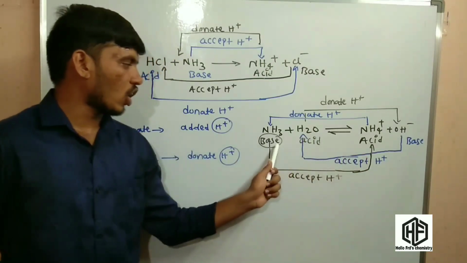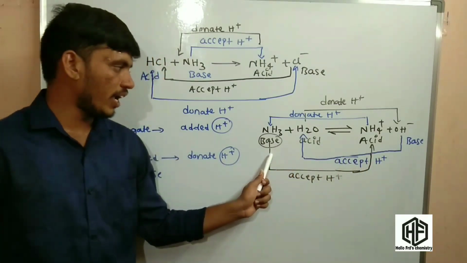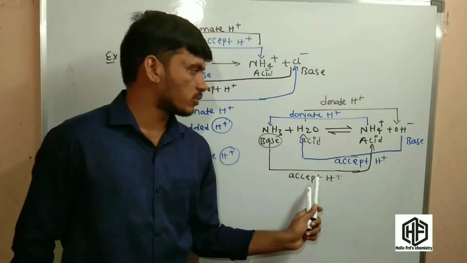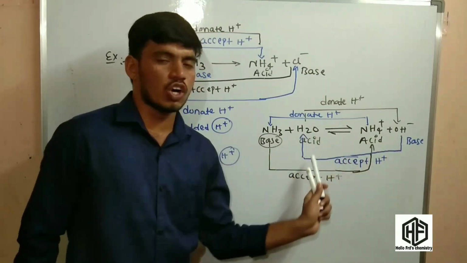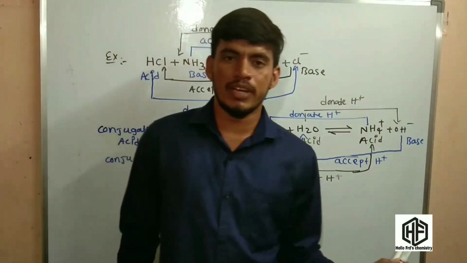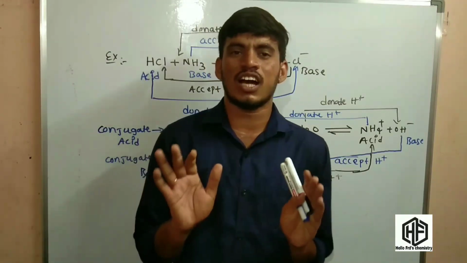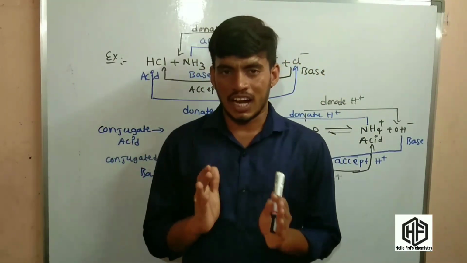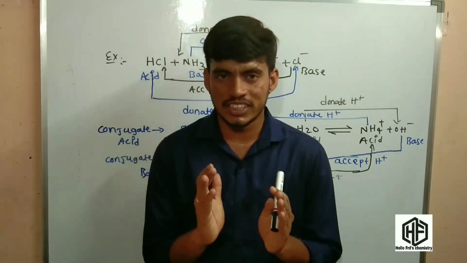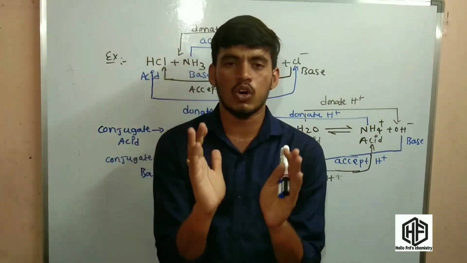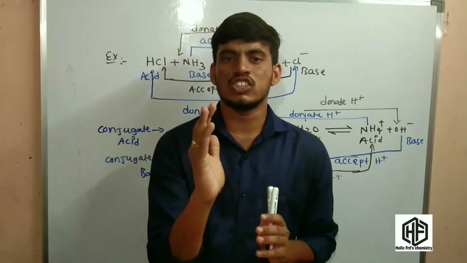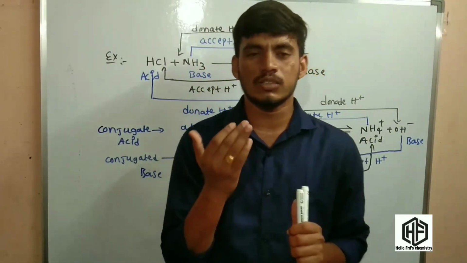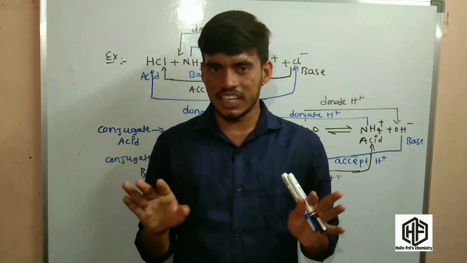These two are a conjugate acid-base pair, and these two are also a conjugate acid-base pair. This is clear, friends. This is the Bronsted-Lowry acid-base concept. What is an acid? A proton acceptor is called a Bronsted base, and a proton donor is called a Bronsted acid. This is clear, friends.